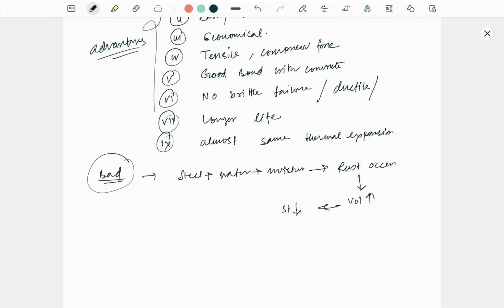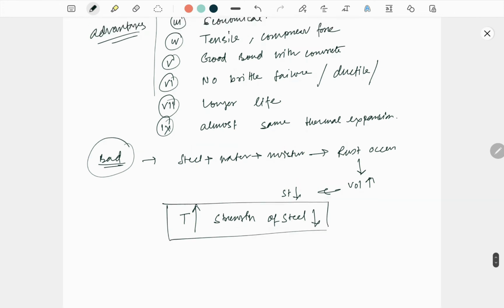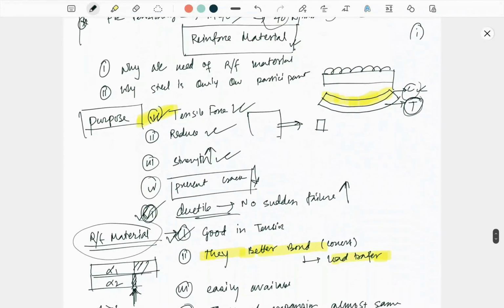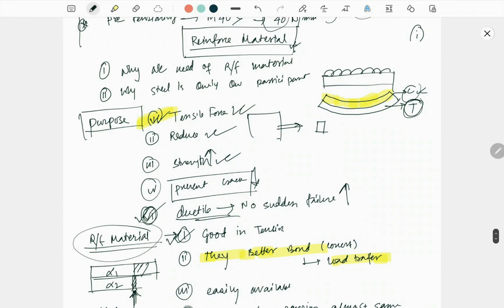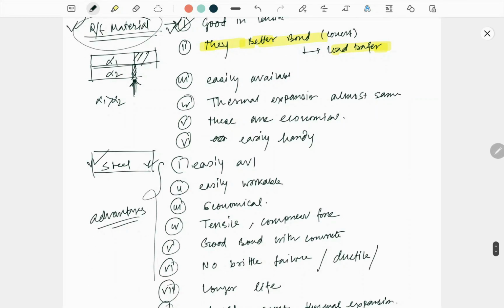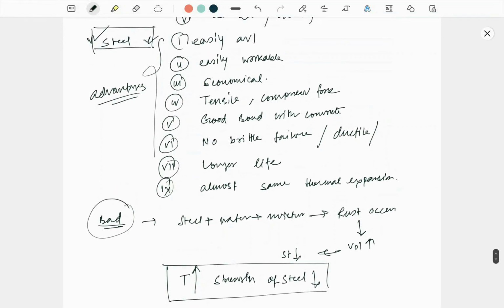And another is a very mild disadvantage. If temperature is very high, at that time the strength of steel reduces, but that is a very rare situation. So yeah, this is the whole video where I talk about reinforced material, where I discuss what is the purpose, why we choose a reinforced material, and why we choose steel, and then we talk about some good points and some bad points regarding steel.